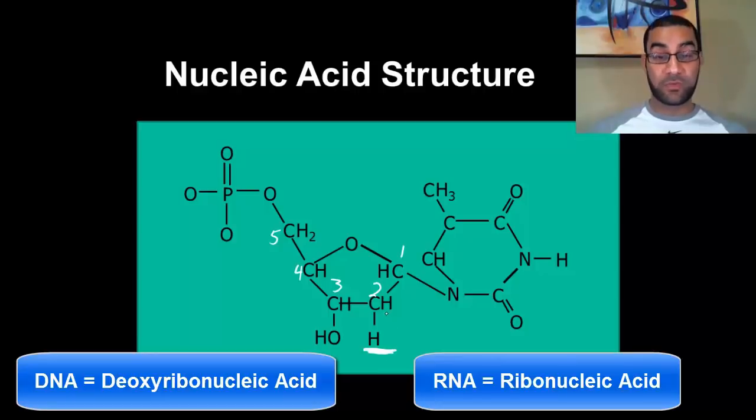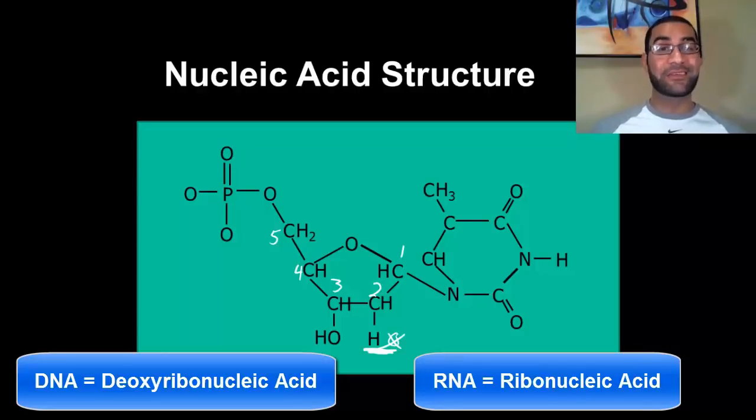But because this one, as you can see, has no oxygen, that oxygen is missing, this is what we call a deoxyribose. It's deoxy, meaning that oxygen is taken out. So this is actually deoxyribose. This sugar is called deoxyribose because it doesn't have an oxygen in that place. If it did have an oxygen in that place, then it would be considered ribose. So that's one quick way that you can identify the difference between the two types of nucleic acids.